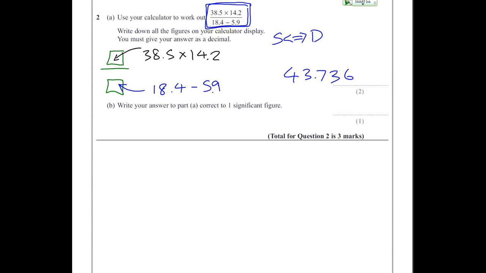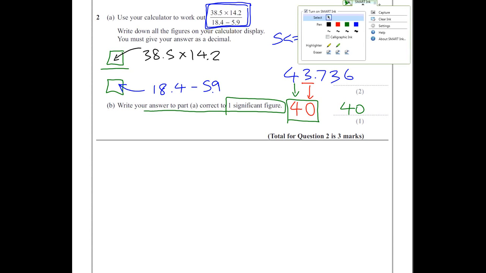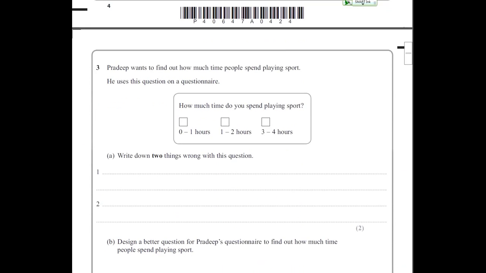Part 2, write your answer to part A, correct to one significant figure. So the first significant figure is the 4. We look at the number after the 4, which is a 3, and that is not going to round it up, it's going to keep it as a 4. Now because of place values, the 4 is in the tens column, so the 3 in the units column has to be replaced by a 0, so that we've got 40 and not just 4. Okay, 40 is your answer. Moving on to question 3.